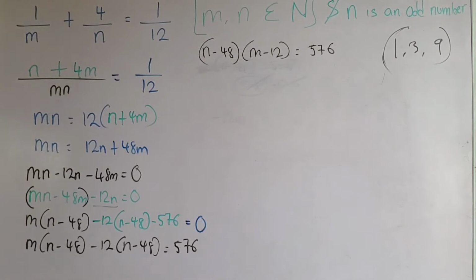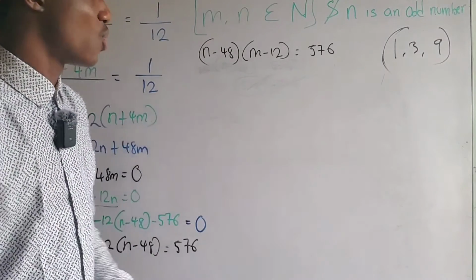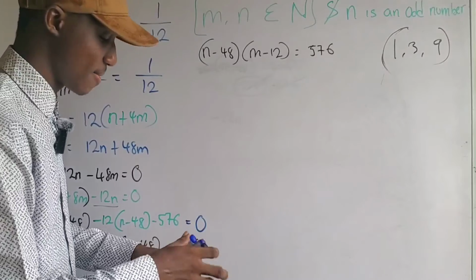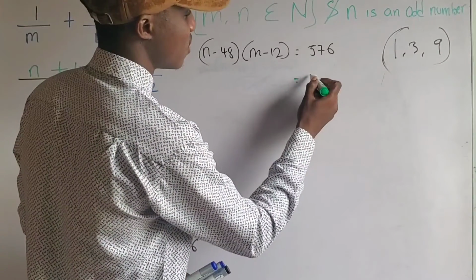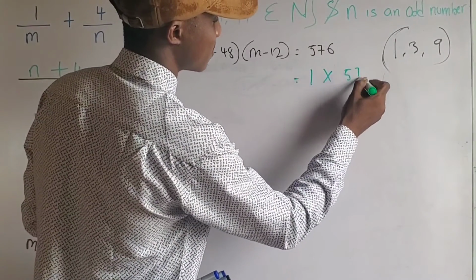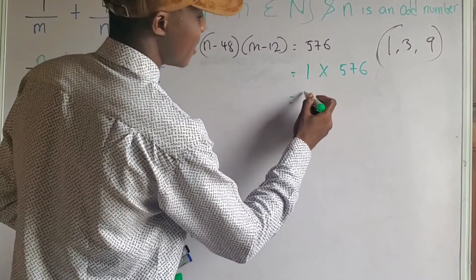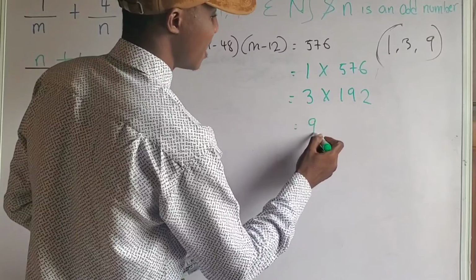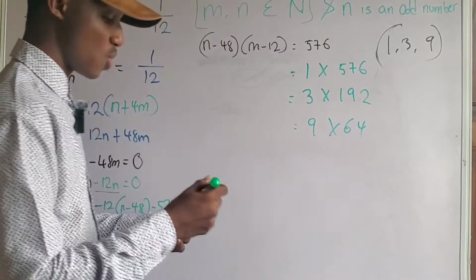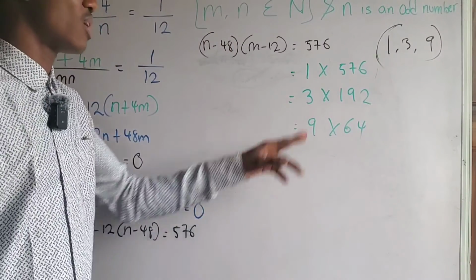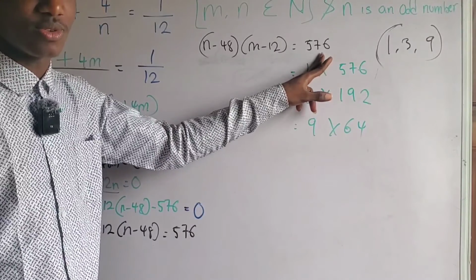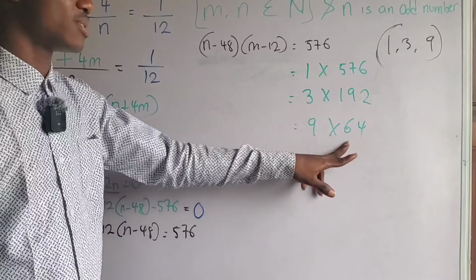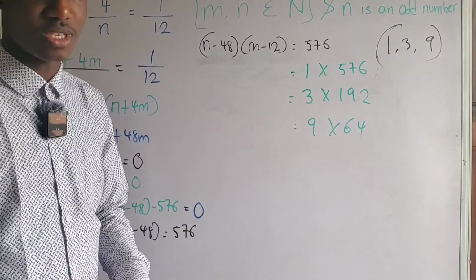Now, please listen to me carefully. It is the value of n that is an odd number. 576 can be written as 1 multiplied by 576, 3 times 192, and also 9 multiplied by 64. You can check your calculator: 1 times 576 gives 576, 3 times 192 gives 576, 9 times 64 gives 576.